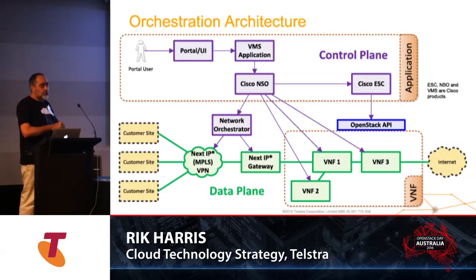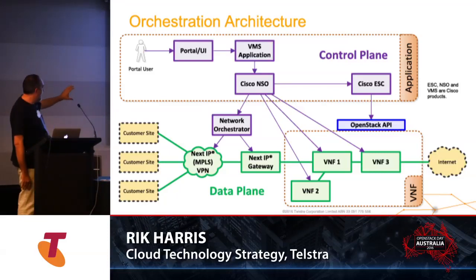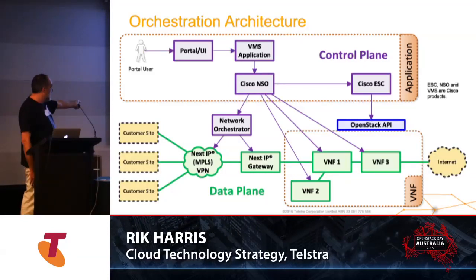So this is the orchestration. It's divided into two parts, the data plane and the control plane. So I'll start with the data plane, the green part. This is where data flows in the network. So from various customer sites over the customer's MPLS VPN through the next IP gateway into some combination of virtual network functions and then off to the internet.